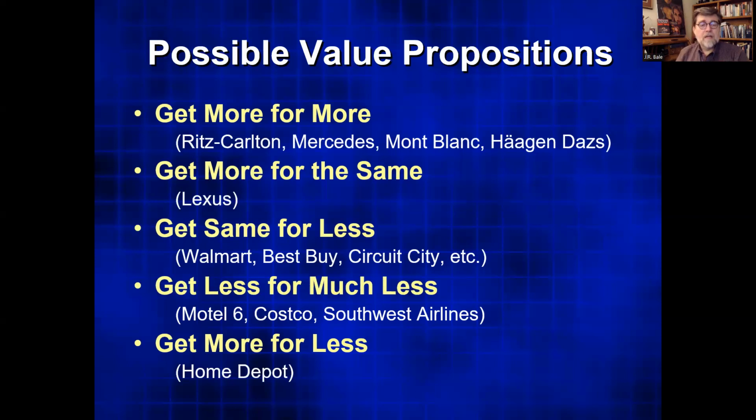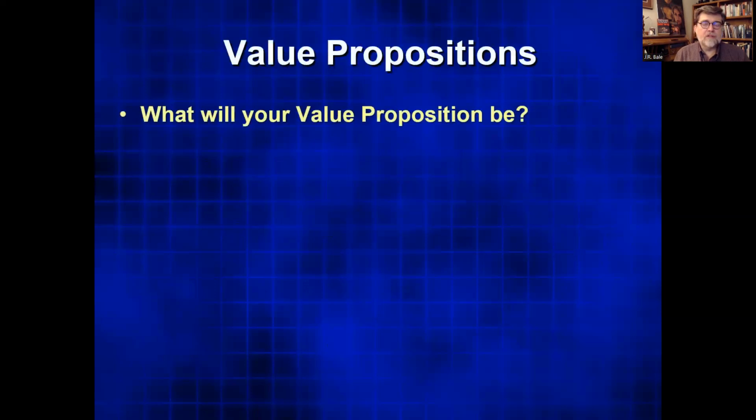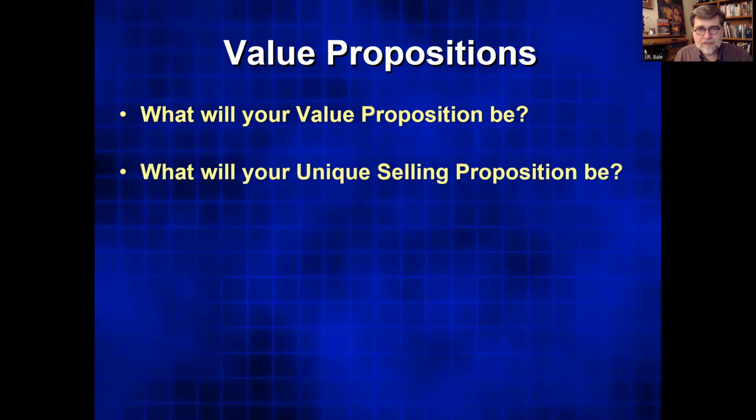So Home Depot would be a more for less, although more recently it's hard to say that they're actually doing that, because they tried to expand, and also many of those people left, although not all of them. But it's a very, very tough value proposition to maintain. So anyway, value proposition. My question is, what will your value proposition be? Well, relative to more and less or the same, but also in general, what is the value that you're offering? The value that Enterprise Rent-A-Car is offering is convenience. So there's that. What will your unique selling proposition be? What is the one thing that you do that others don't?